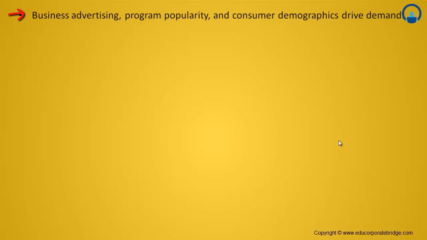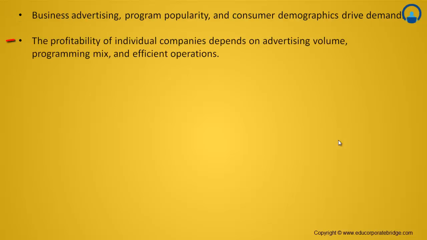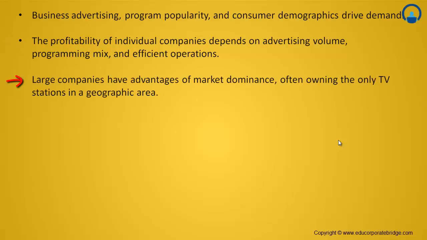Let's now look at the market dynamics of the broadcasting and cable network industry in US. The business advertising, program popularity, and the consumer demographics are the basic driving forces behind the demand of this sector. The profitability of individual companies basically depend on the advertising volume, programming mix, and efficient operations. The large companies have an advantage because they are market dominant because they own a major of the TV stations in specific geographic areas. So this proves to be very advantageous for the large companies.